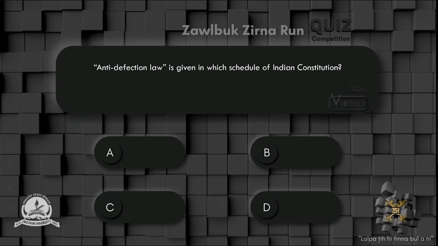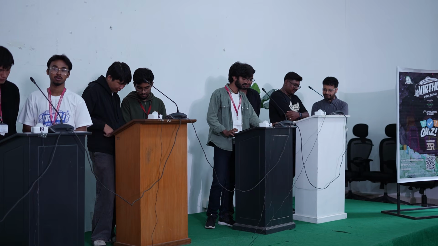Anti-defection law is given in which schedule of Indian Constitution? A, 9th schedule, B, 12th schedule, C, 11th schedule, and D, 10th schedule. Your time starts now.